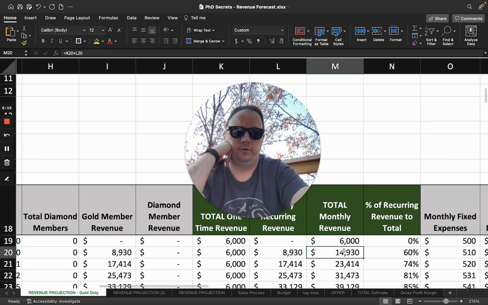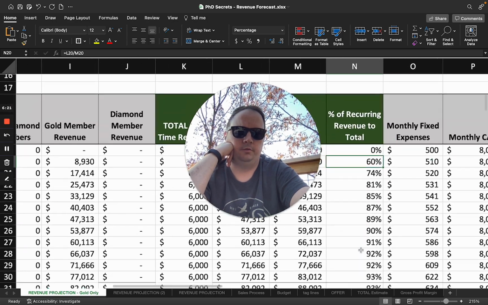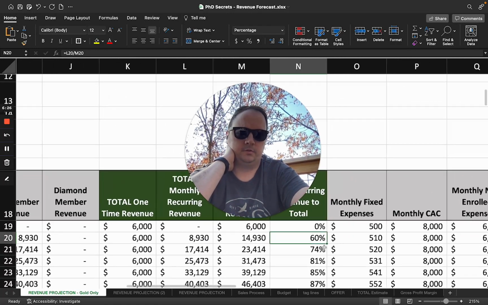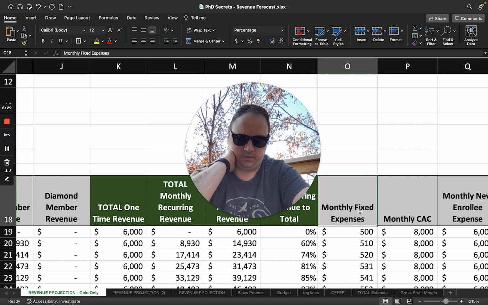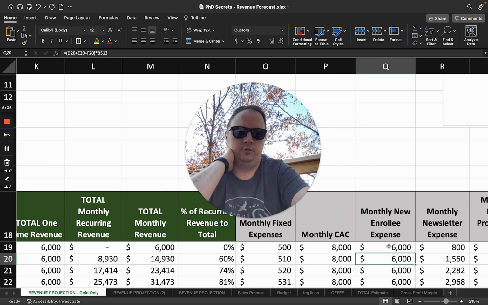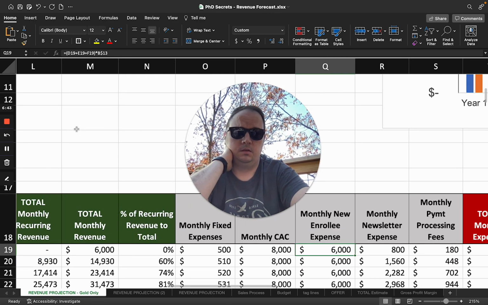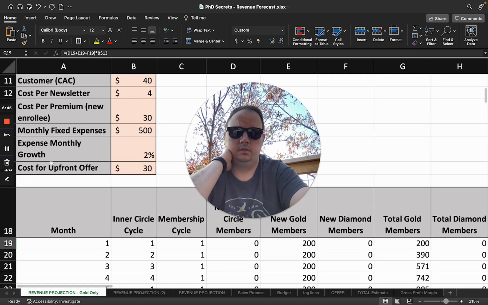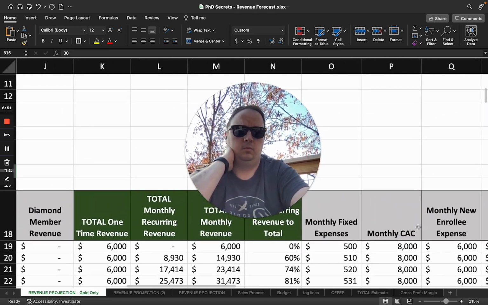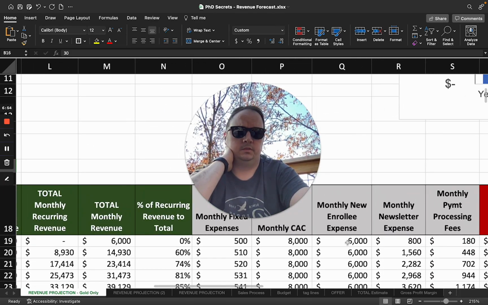Okay, so total revenue is your recurring plus your one time, and then this is just showing percent of recurring revenue to total revenue, which of course starts out somewhat low, but then it'll increase, plateau. Got your monthly fixed expenses over here. Got your monthly CAC, cost to acquire customer, your new enrollee expense. So again, this is that cost for those premiums, which I said was $30 per enrollee. Cost for upfront offer, $30. So that's what I assumed here, and that's what the new enrollee expense is here.